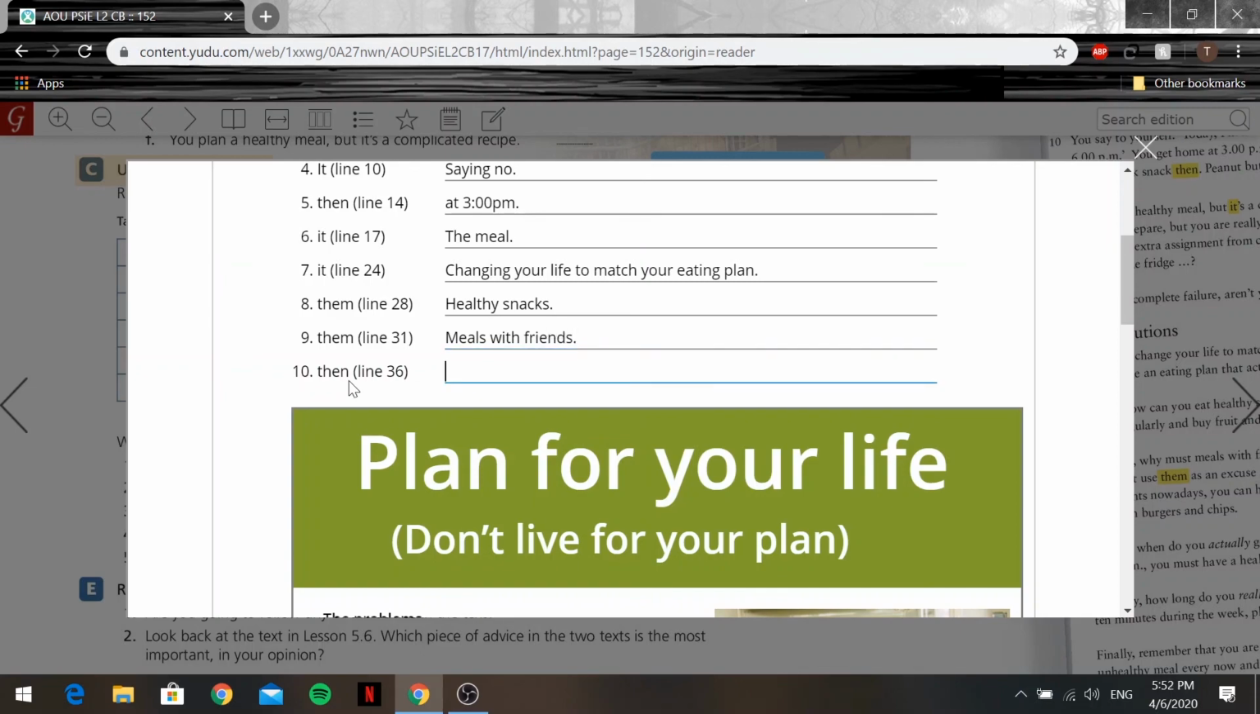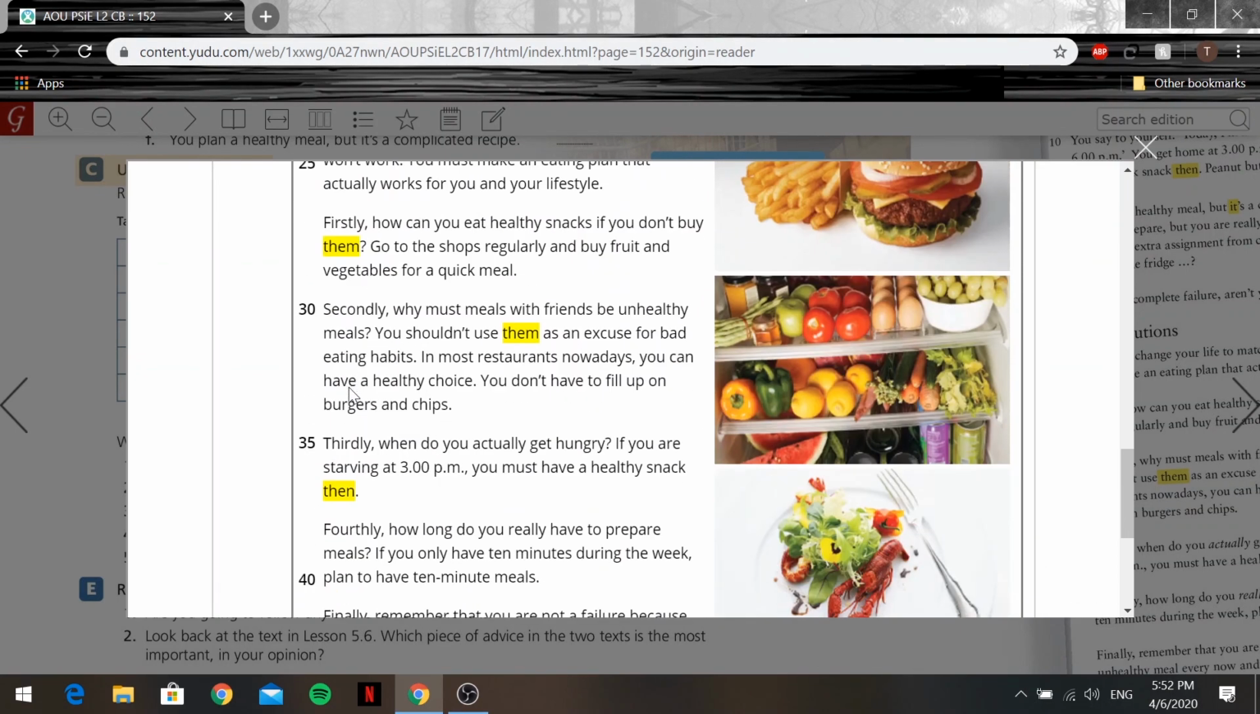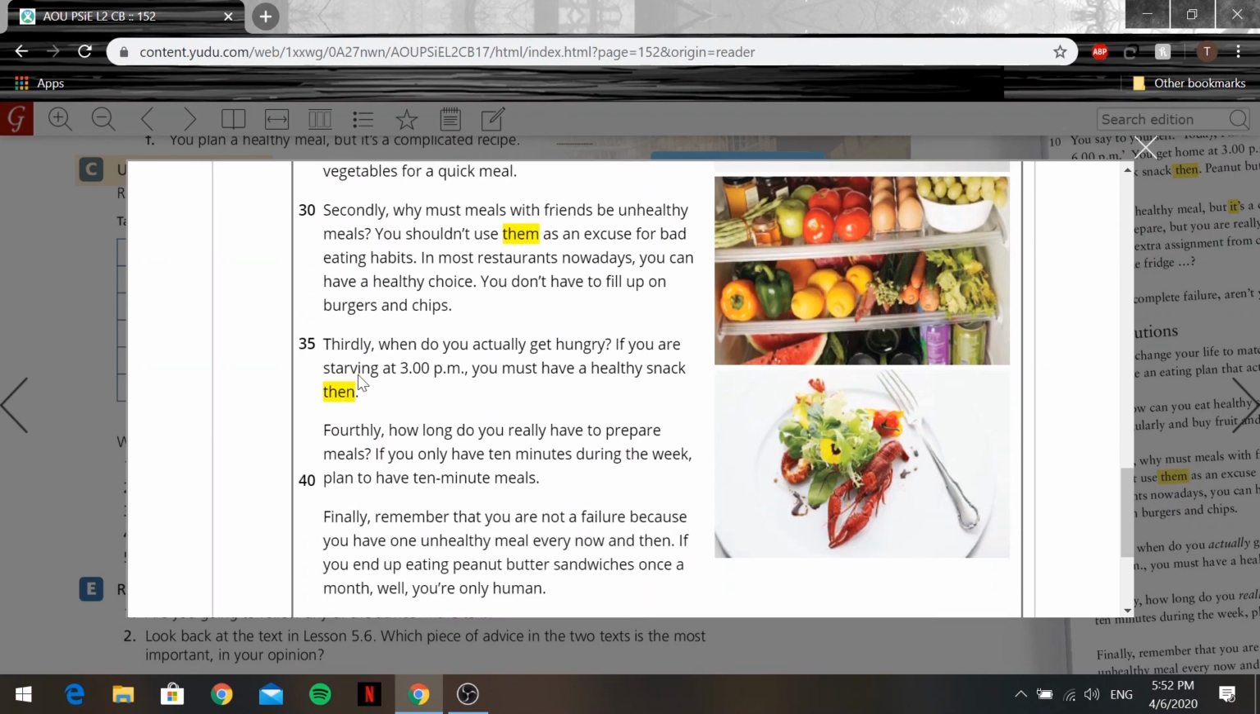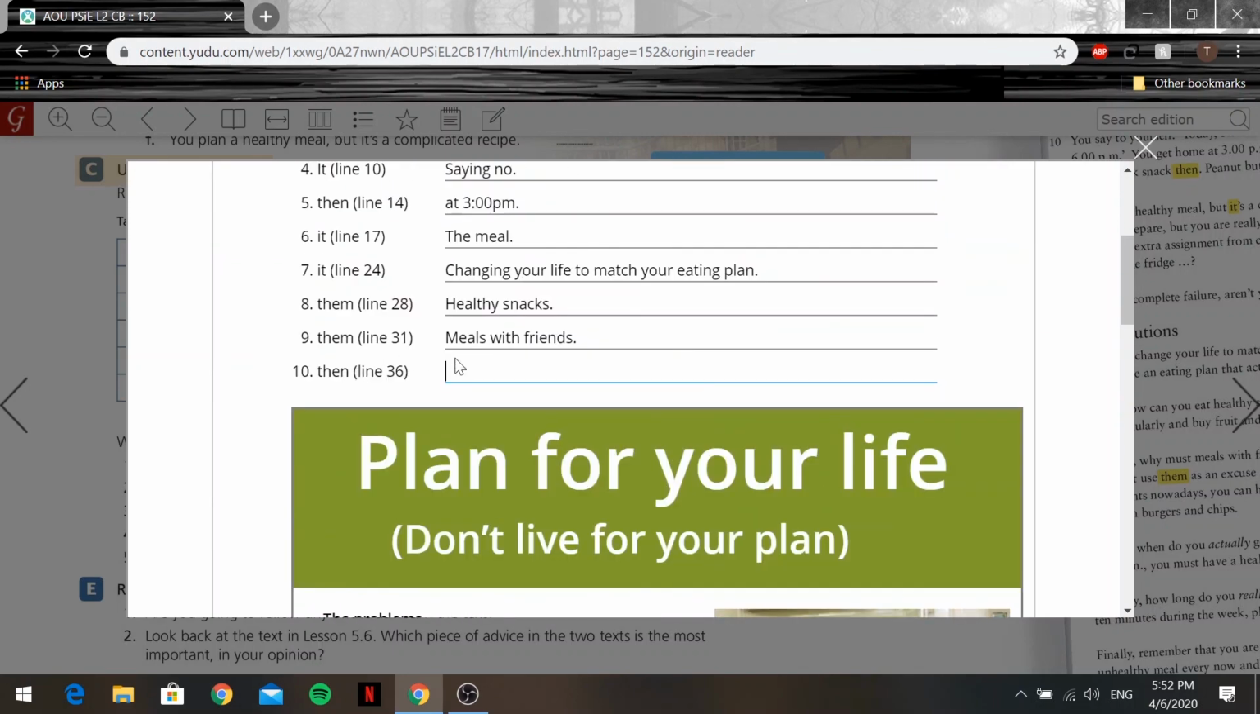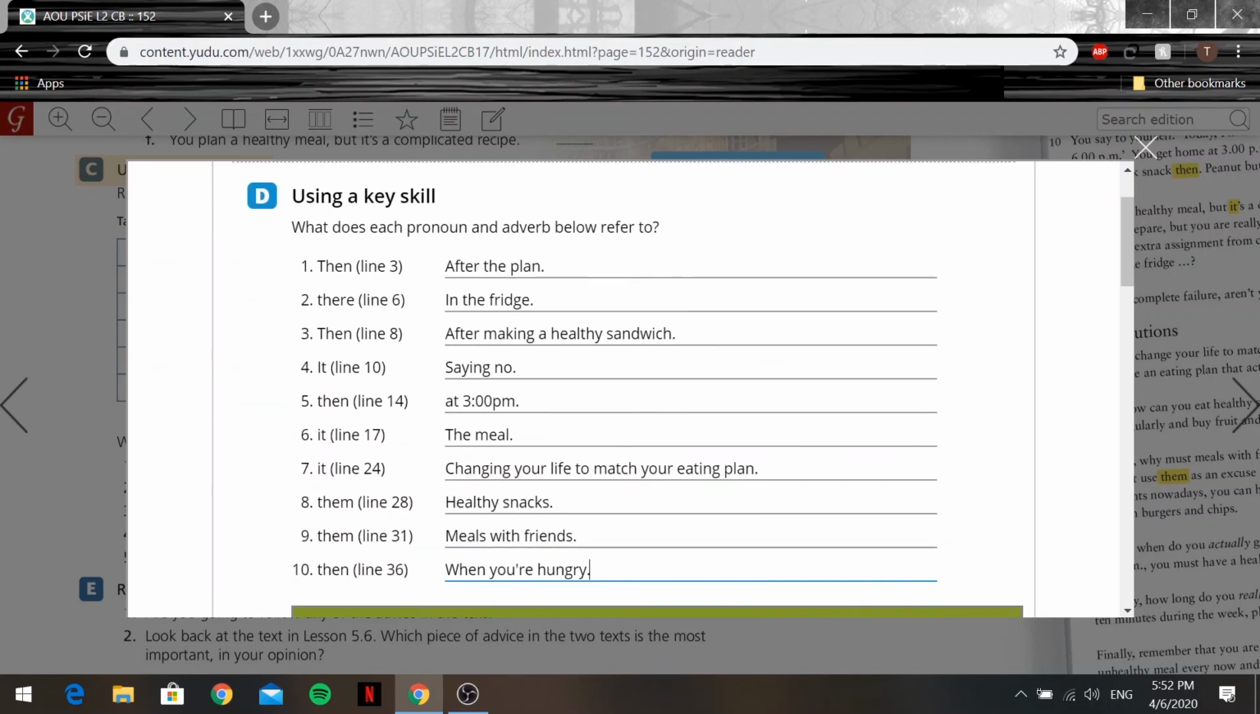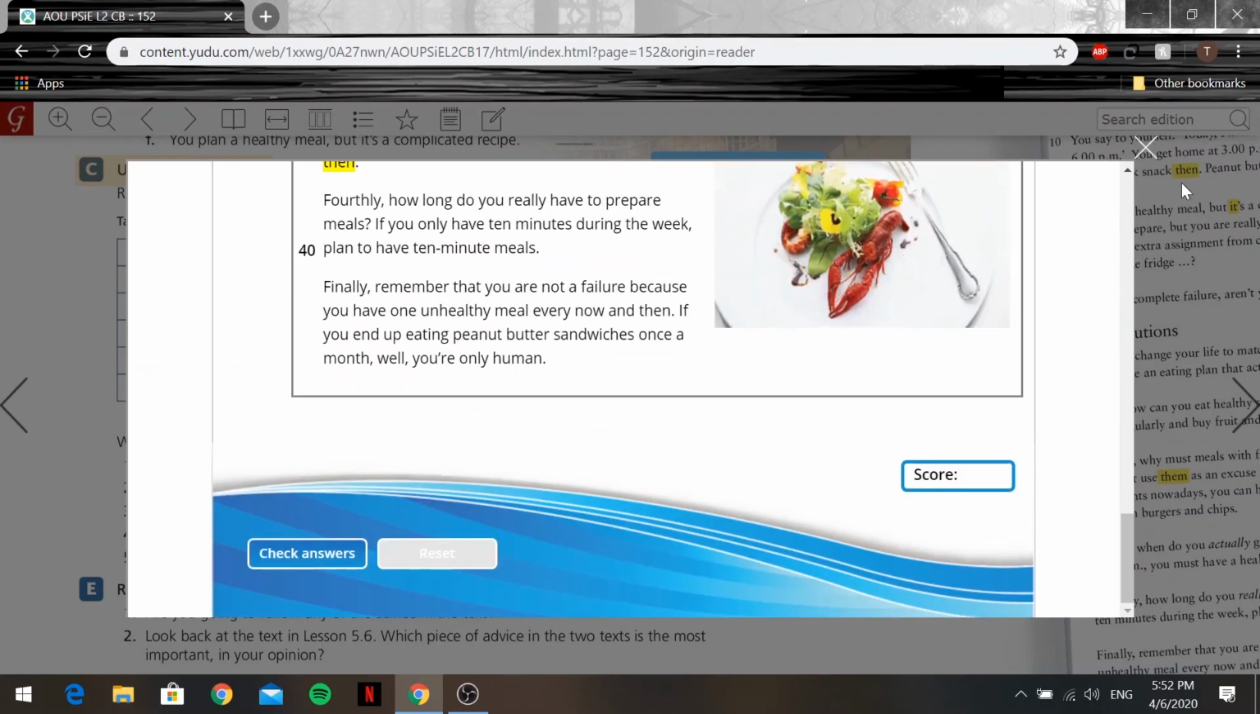And finally, then, line 36, right here. Thirdly, when do you actually get hungry? If you're starving at 3 p.m., you must have a healthy snack then. Then here means at 3 p.m. or when you're hungry. So we'll say when you're hungry. Okay? So that was exercise D. Now let's move on.